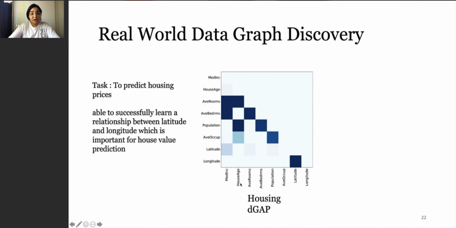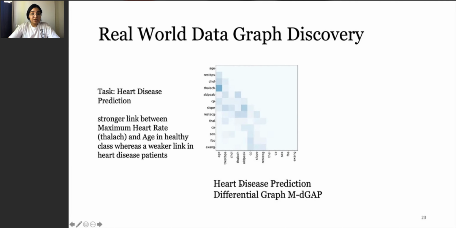On the dataset about housing price prediction, DGAP discovers a relationship between latitude and longitude, which is relevant for house value prediction. Similarly, on heart disease prediction dataset, we observe a stronger link between the maximum heart rate and age in healthy class, while a weaker link for the same case in heart disease patients.